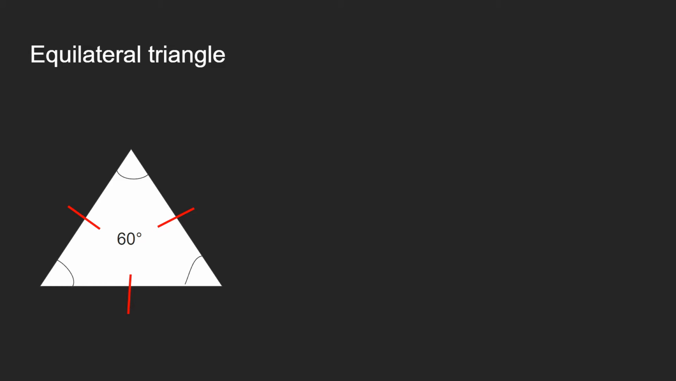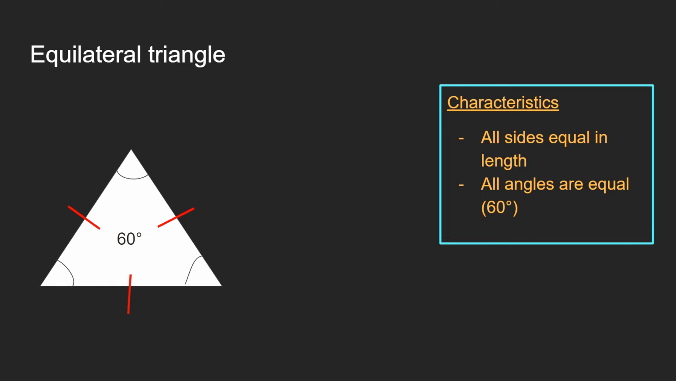And lastly, we have the equilateral triangle. Equi stands for equal and lateral stands for sides. So in an equilateral triangle, all sides are equal in length, which is marked out there, and all angles are equal, which is 60 degrees, because the sum of angles in a triangle is 180 degrees.